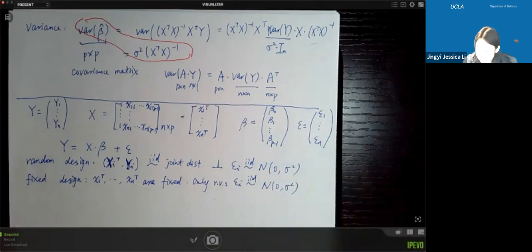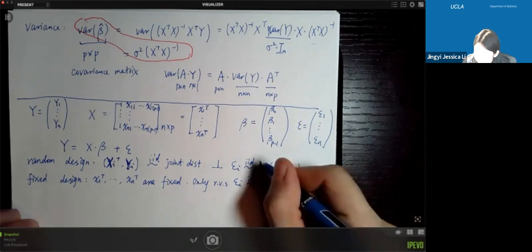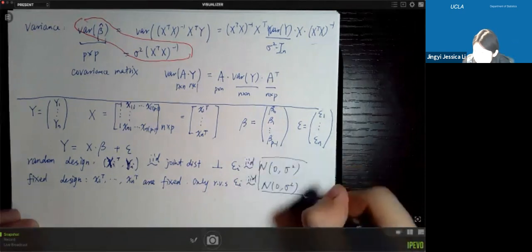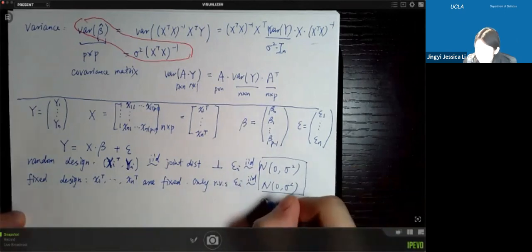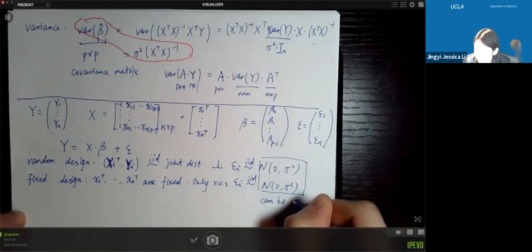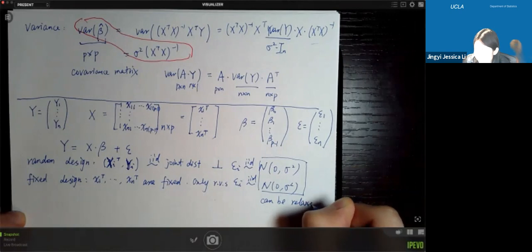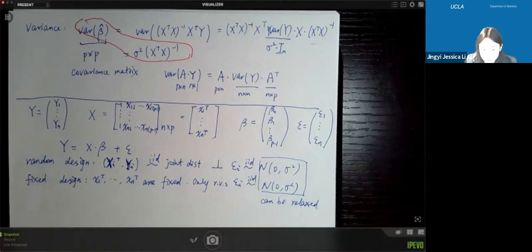And also, this assumption can be relaxed, okay? Just make sure that this is the classic assumption, but it can be relaxed. So you may just assume IID, but do not specify the error term to be Gaussian. And we'll give you a little bit of discussion about that when we talk about the distribution of the OLS estimate.